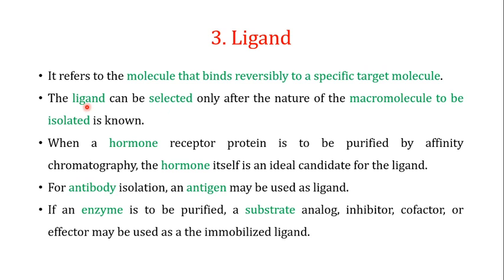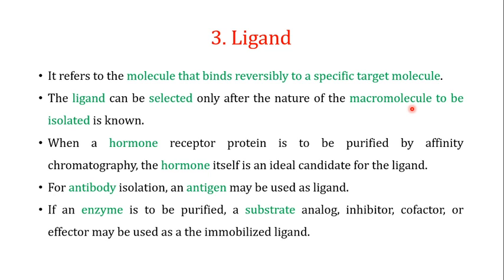That means that when you are going for the selection of the ligand, you should know what kind of macromolecule you are interested in. For example, if you are interested in the isolation of the antigen, your ligand should be an antibody. If you are interested in the isolation of a glycoprotein, the ligand will be a lectin molecule. So the selection of the ligand is only possible once you have identified the nature of the macromolecule that you are interested in.